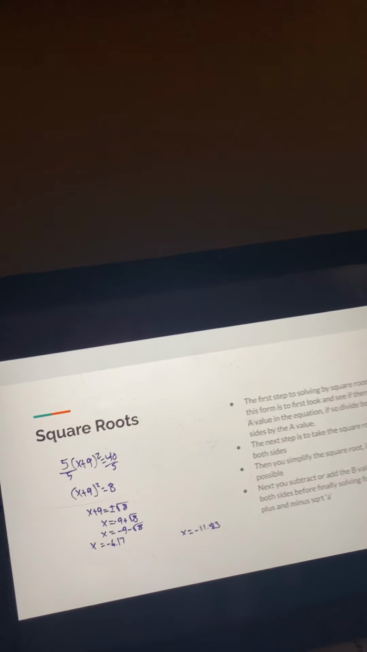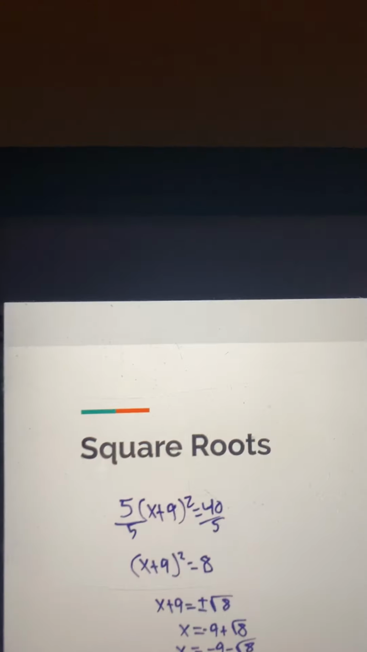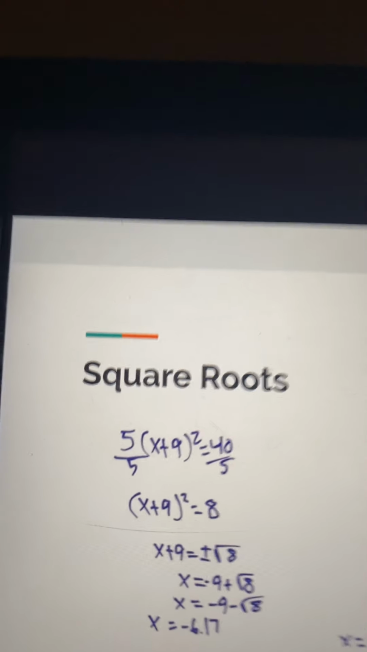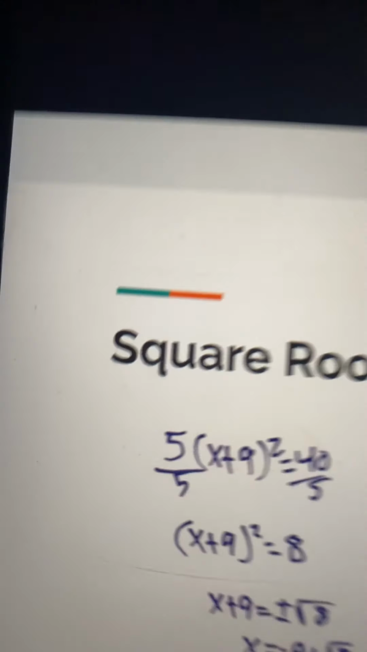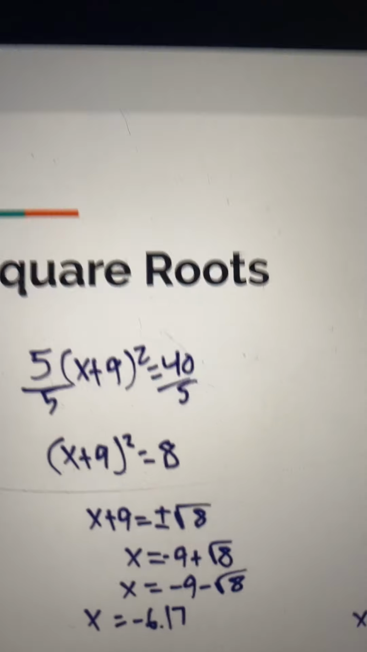Next we have square roots. So the first step to solving by square roots is in this form, which is right here. First you want to see if there's an a value, which in this case there is. It's 5. And if there is, you want to divide that on both sides. So divide by 5, and then you get x plus 9 squared equals 8.